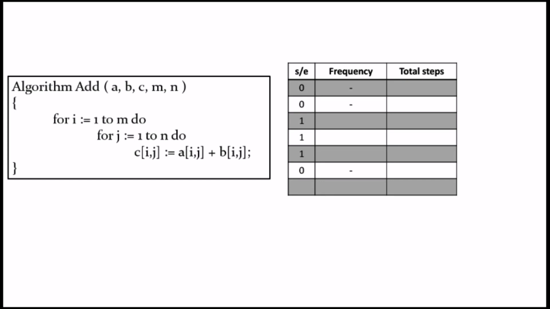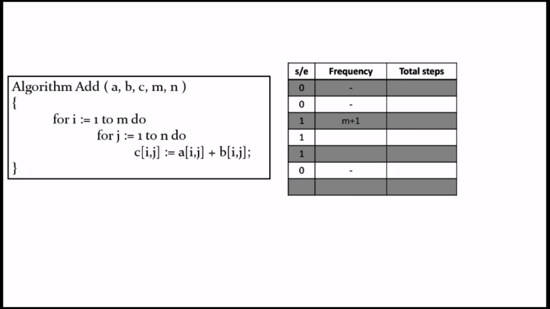Next, that is the for loop. Here we will consider that as one step. Then the next, that is the J loop. Here also we will consider that as one step. And the third one, that is the calculation part, C of ij equal to A of ij plus B of ij, will be considered as one step. Now we will see how frequently these steps are executed.